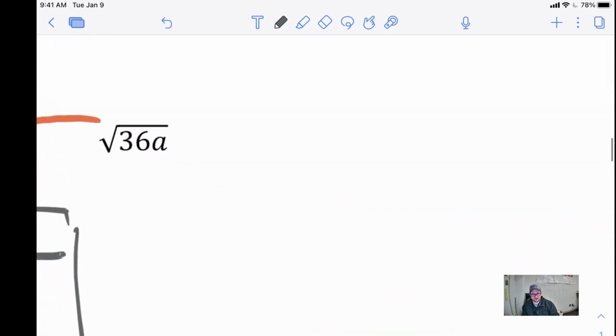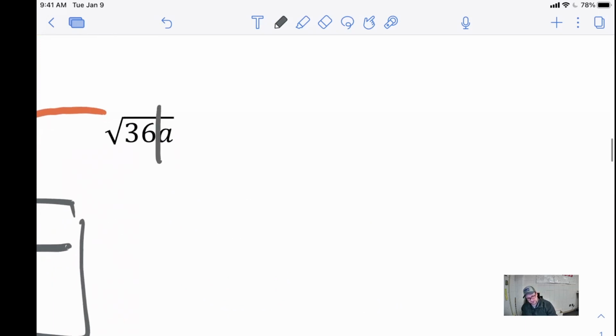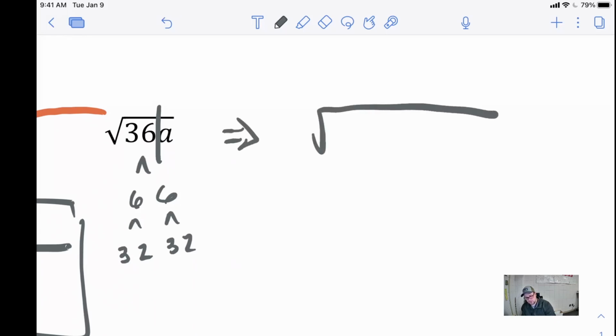So let's do this one over here, 36a. So breaking this down, 36, that's just 6 times 6, and 6 is 3 times 2, and 3 times 2. So we're going to be able to rewrite this as the square root of, we had 2 2's and 2 3's, and then don't forget about the a, right? The a is still in there. If there's only one, we can't write it out or stretch it out any further.